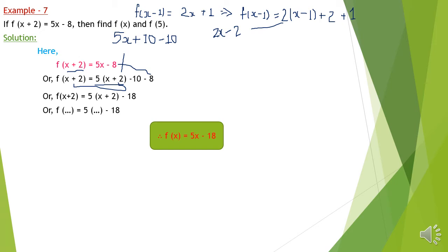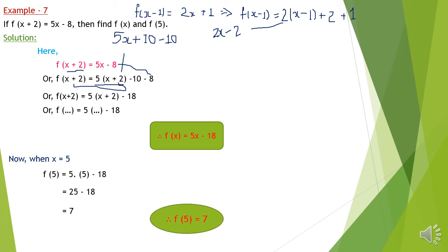Practice some more questions. It will be easy for you. Input is generic, it is not specific, it is not fixed, so we can replace it with any other variable. We need x, so we replaced it by x. Now we have to find the functional value of function f at x is equal to 5. So when x is equal to 5, x of function f is replaced by 5. On calculation you can see 25 minus 18, and that will be 7. Now there is an alternative method for this question also.